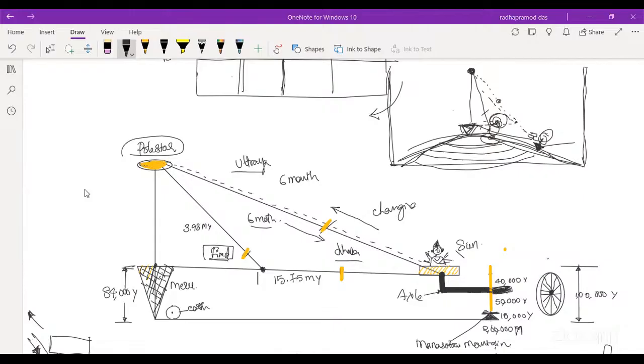This will be 2 lakh yojanas, I think more than that, because till the sun it is coming 1 lakh. The sun is above Meru, 84,000. This is 1,300,000 yojanas, 13 lakh: 1,300,000 yojanas from Dhruva to Mount Meru.